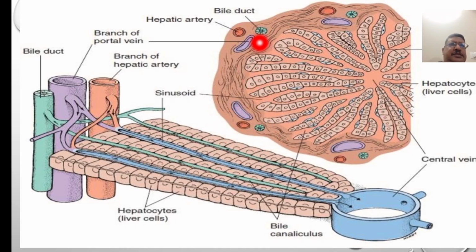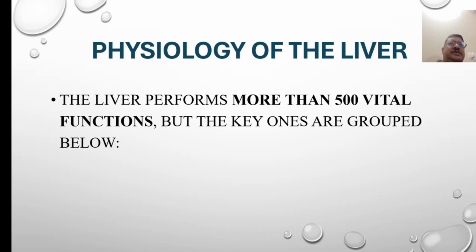So this one is bile duct, this is hepatic artery, this one is branch of portal vein, this is branch of hepatic artery, this is bile duct, sinusoids, this is hepatocytes, liver cell, that is bile canaliculus, then central veins and hepatocytes, that is liver cells.